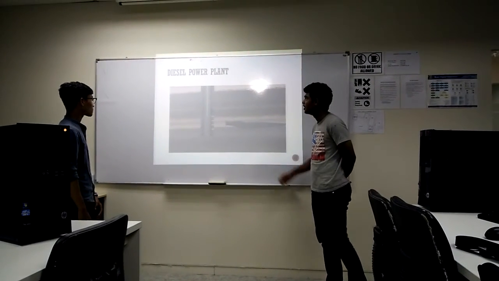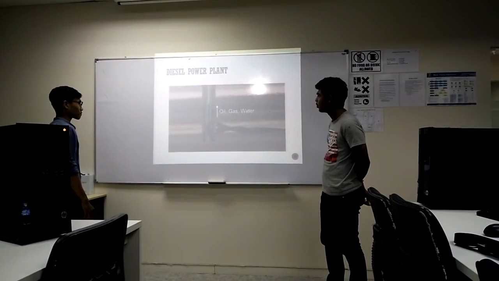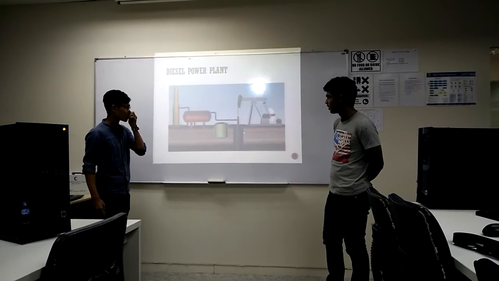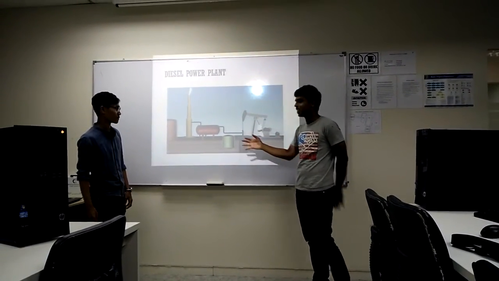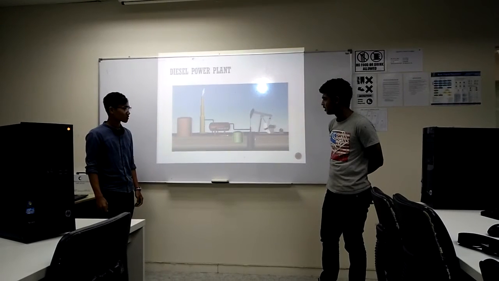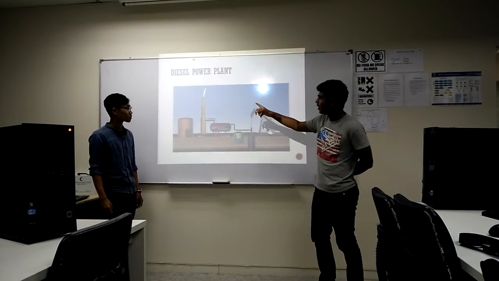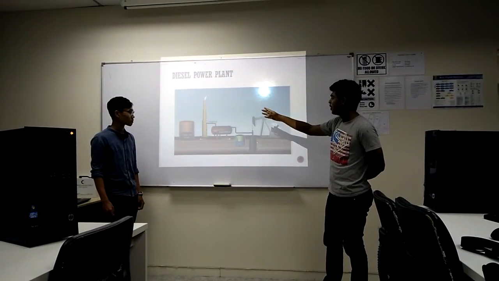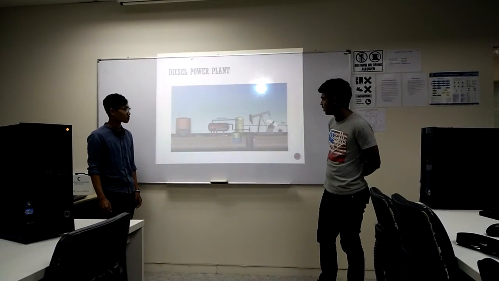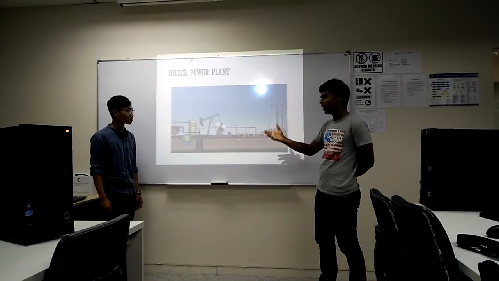Okay, now we're going to present about the diesel power plant. This is a small video about the diesel power plant. This gas motor is pumping into the filter, which can separate the oil, water, or gas. The water will be separated, and the waste gas will be released to the air, or it will be supplied to the gas. This gas will be used for the power plant to produce electricity.